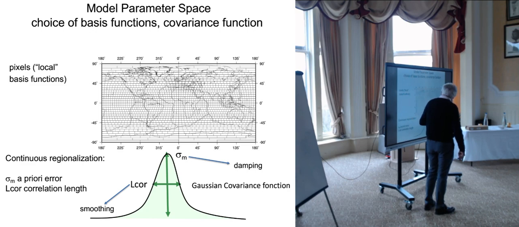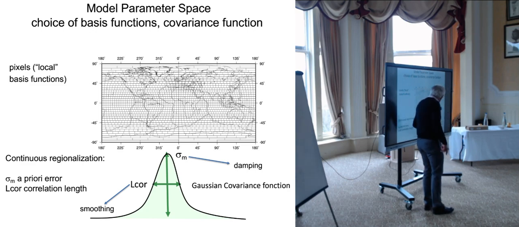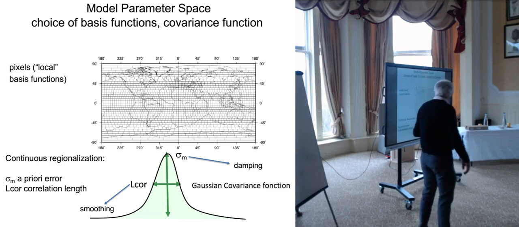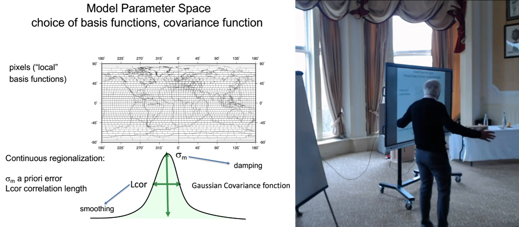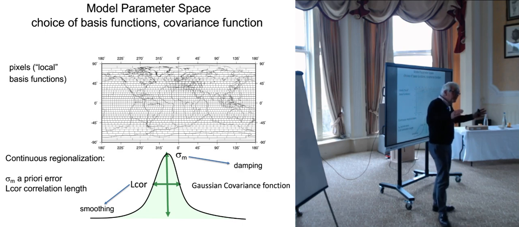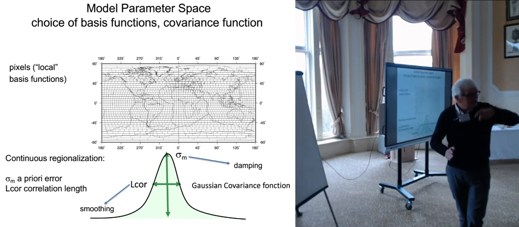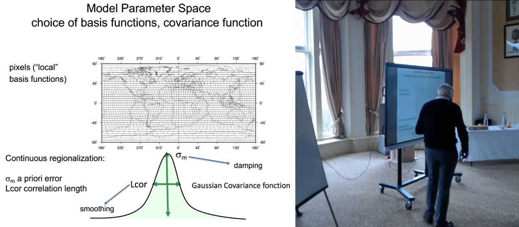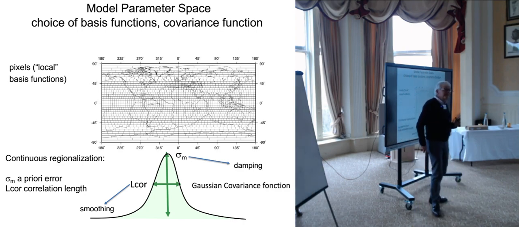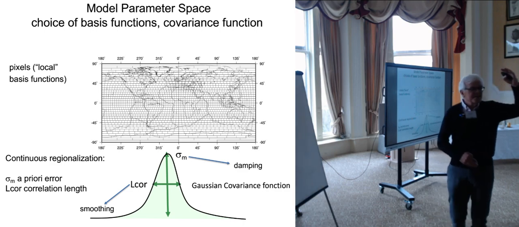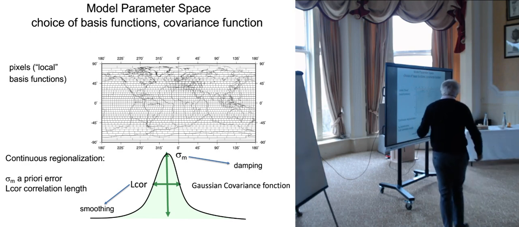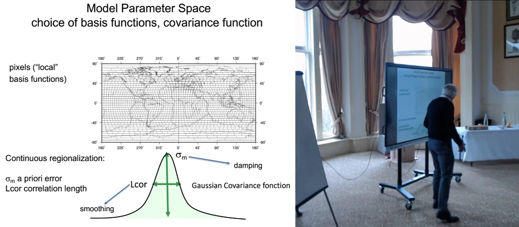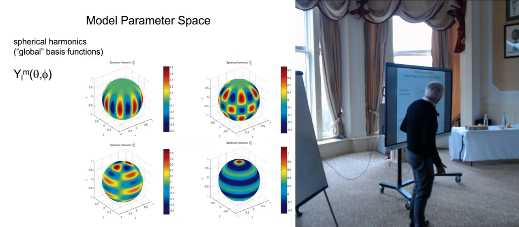And for the Gaussian covariance function, we have two parameters: L_corr and sigma_m, and they have two different functions. The correlation length helps the smoothing of the model. If you have a very large correlation length, you will have a very smooth model. If you have a very small correlation length, you will have a very heterogeneous, small scale model. And sigma_m is more the damping, because if you have a very large sigma_m, you will make a very large space available. So both have a clear physical meaning.